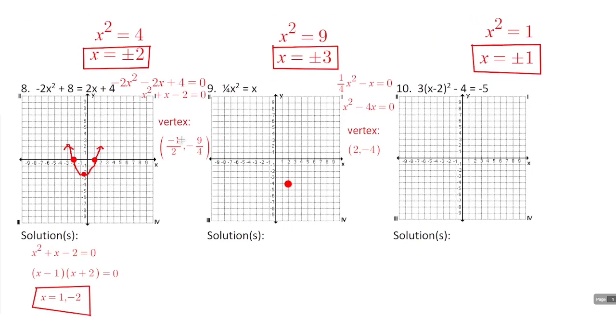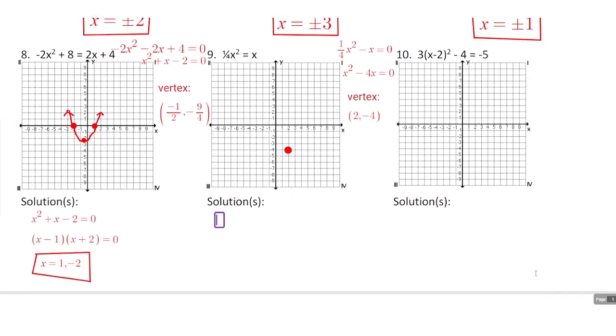And now let's finish this graph off and get the x-intercepts kind of at the same time here. We've got x squared minus 4x equals 0. To factor this out, we need to factor out the GCF, which is just x. So x times x minus 4. And then x is going to either equal 0 or 4. So we're going to have a point here, here. Draw a little parabola.